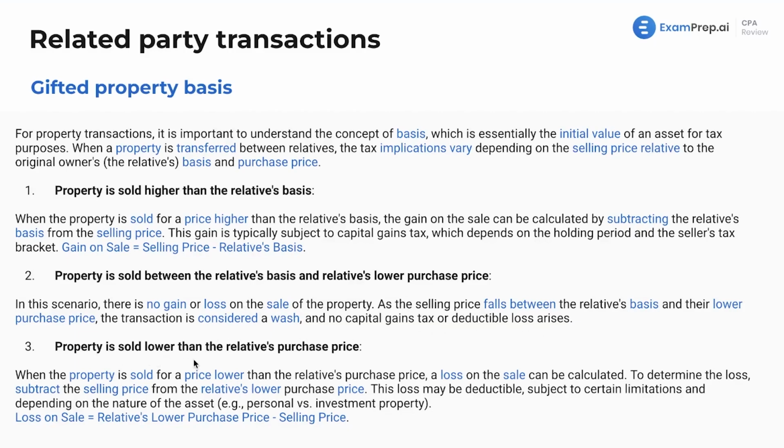Lastly here, property is sold lower than the relative's purchase price. When the property is sold for a price lower than the relative's purchase price, a loss on the sale can be calculated. In order to determine the loss, subtract the selling price from the relative's lower purchase price. This loss may be deductible, subject to certain limitations, and depending on the nature of the asset. If it's a personal asset or an investment property asset, a loss on the sale is calculated as relative's lower purchase price minus the selling price, and there we go. This is going to be important for both the buyer and the seller, understanding the tax implications.